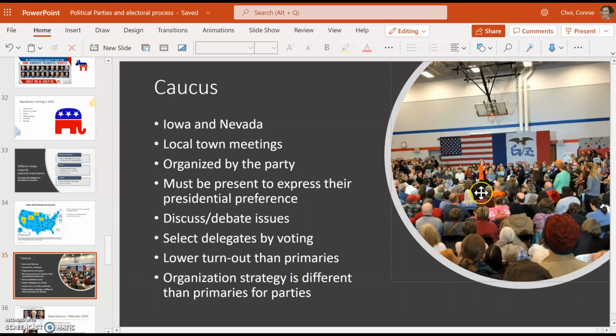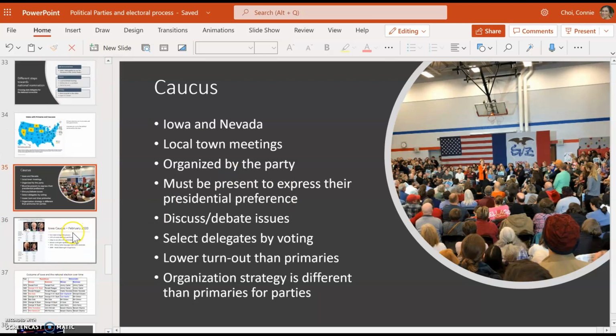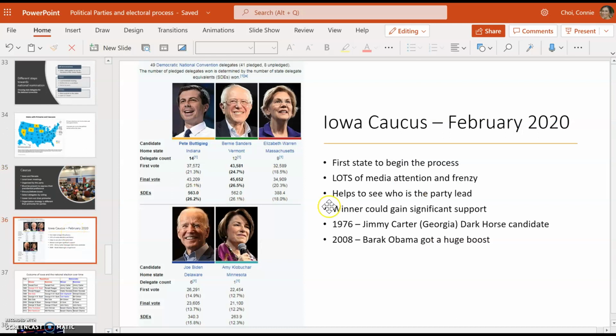So here you see Elizabeth Warren at the Iowa caucus. It looks literally like a town meeting, and you have people from all over the town who come to a large area, like a school gym, where they discuss the different runners, the candidates who are running for the Democratic Party, and they literally vote based on who they feel is the best candidate. And the organization, the way it's done, differs between the Democrats and Republicans.